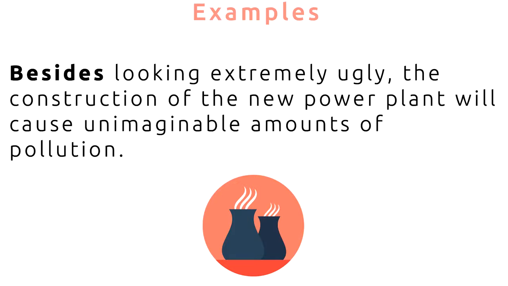Besides looking extremely ugly, the construction of the new power plant will cause unimaginable amounts of pollution. This person is talking about the ugliness and the negative points of constructing a new power plant. So he said, besides looking ugly, so including this, it's going to look really ugly, it will also cause lots of pollution. So we often use besides like this to make a point, to say that this is true and this is also true. So we're building up our points, so we can make an argument about something, whether it's good or bad. We can try to persuade using besides. It's a good construction for persuading someone.